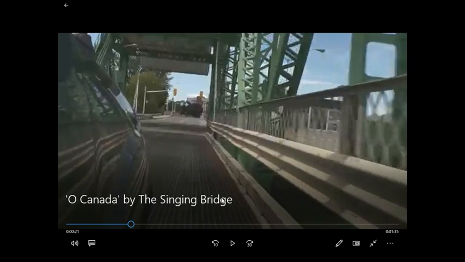Then they put together this video of people driving at different speeds, making a different frequency and therefore a different pitch and tone that you hear. They pieced together O Canada, which is pretty cool.